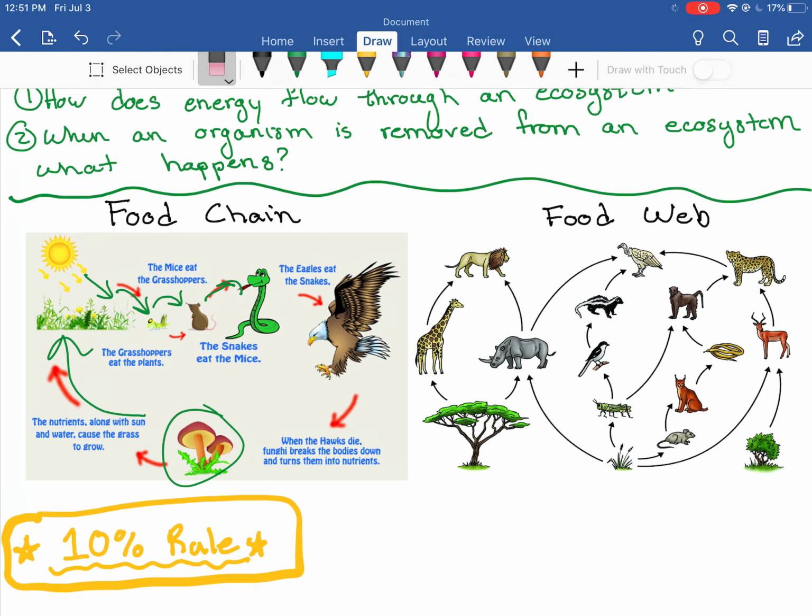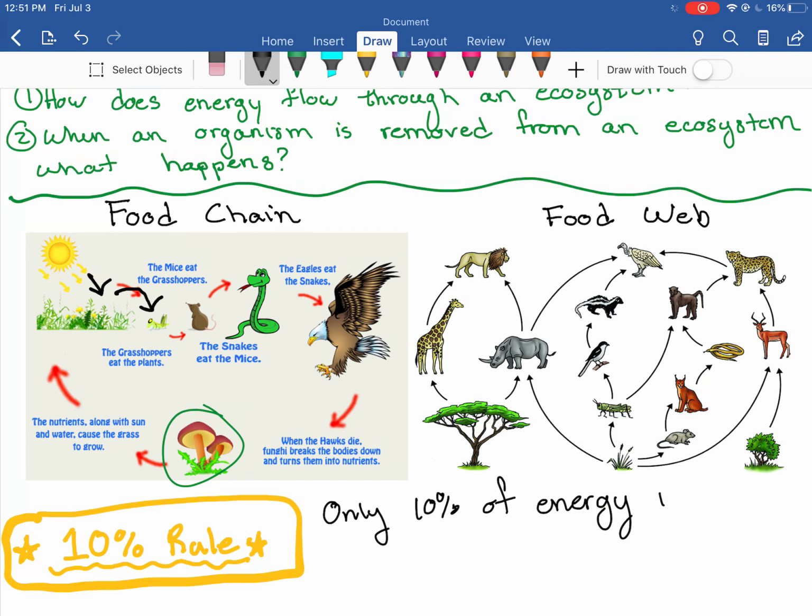So what I mean by that is, if we look up here, where I just erased everything, the sun goes into the plants. The plants get eaten by the grasshopper. Only 10% of the energy of the grass goes into the grasshopper. So the 10% rule is saying that only 10% of energy is transferred.